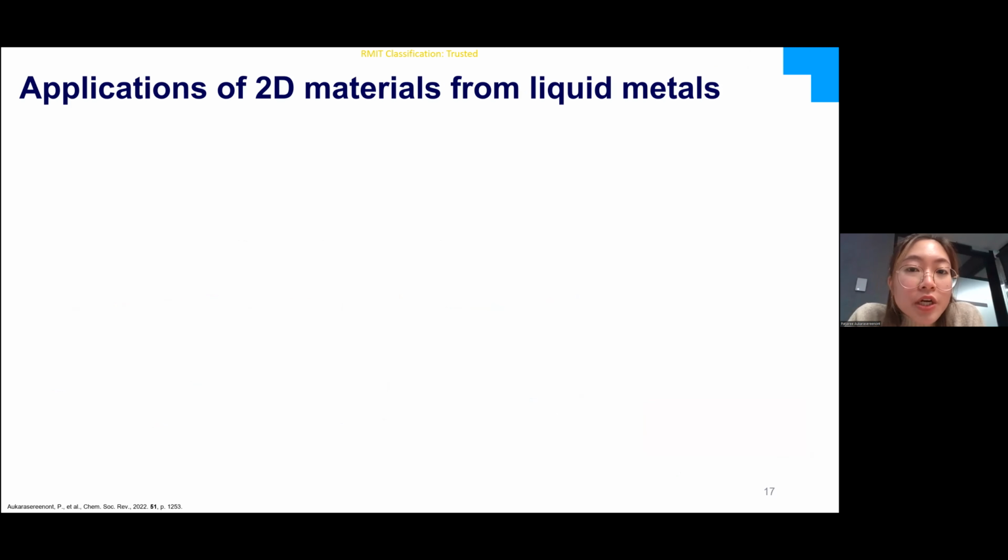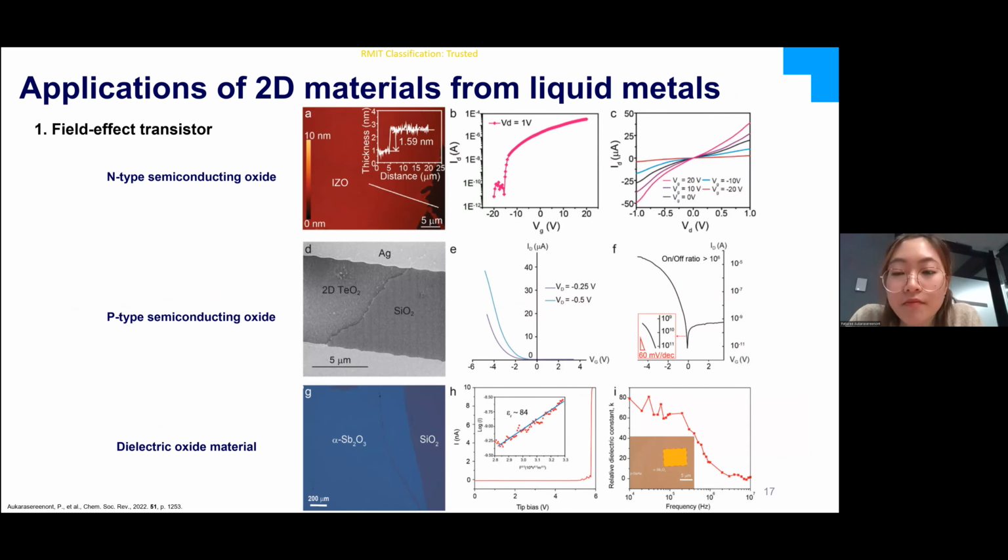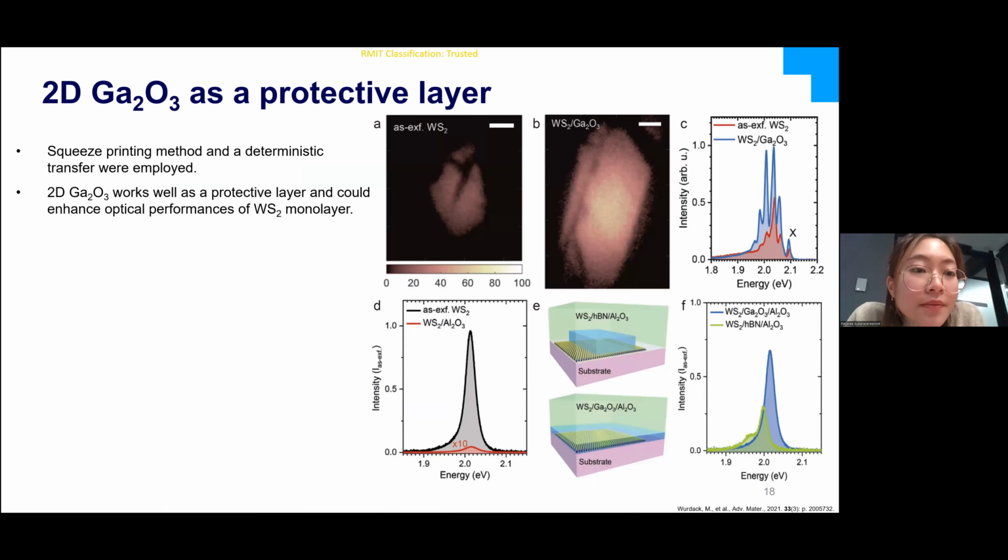So in terms of the applications of the 2D materials from liquid metals, we can use them, for example, for field effect transistors. Showing here, we have N-type semiconducting oxide, P-type semiconducting oxide, and also it can be used as a dielectric oxide material as well. So this is actually very interesting.